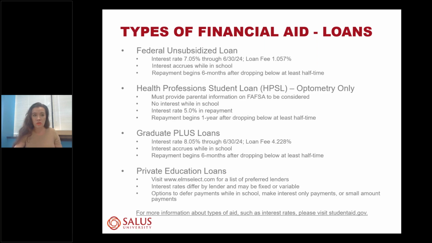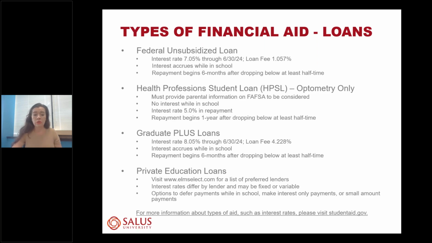That information is always posted on studentaid.gov, and it's also posted on the My Salus portal. You'll also see that there's a loan fee posted there. That is because all of the direct loans have an origination fee associated with them. This means a portion of the loan comes off the top at disbursement, and it goes towards the servicing of your loan. So you are receiving less funding than what you are actually borrowing. So just keep that in mind.